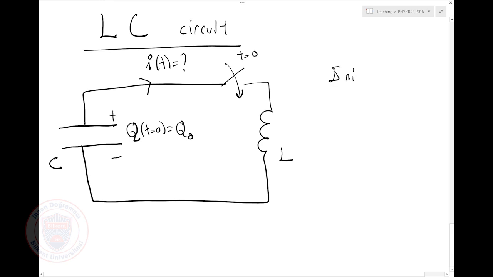So my initial energy, which will be 1/2 C V squared, or Q0 squared over C, will be conserved.